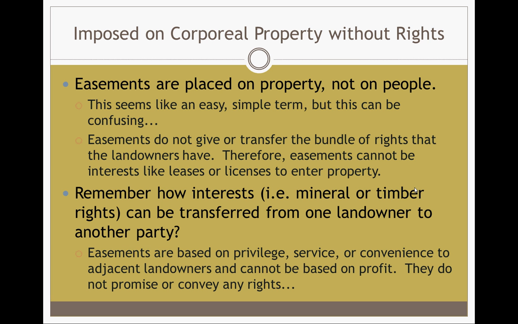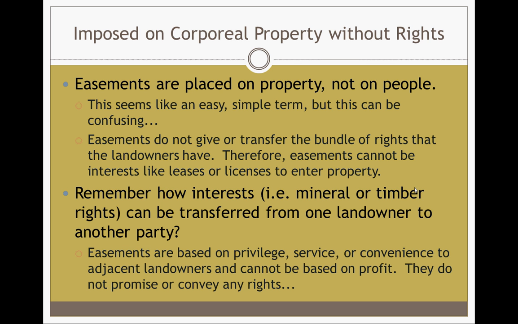They're imposed on corporeal property without rights. Now, easements are placed on property, not on people. It seems like an easy, simple term, but this can be confusing because many times easements will call out a person, and it's not against the person, but rather the person's property. Easements do not give or transfer the bundle of rights that landowners have. So an easement's not transferring any rights necessarily. Therefore, easements cannot be interests like leases or licenses to enter property, but rather it's just use. I need to use it for a particular purpose, and that's not necessarily transferring the bundle of rights.